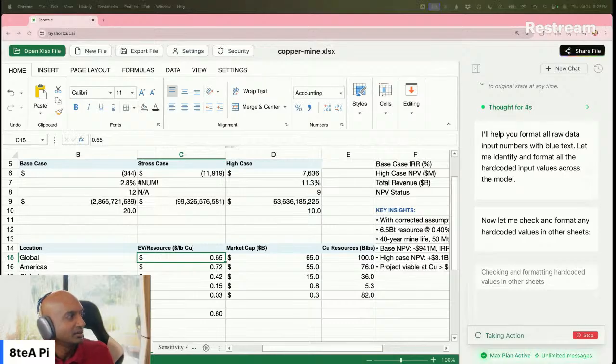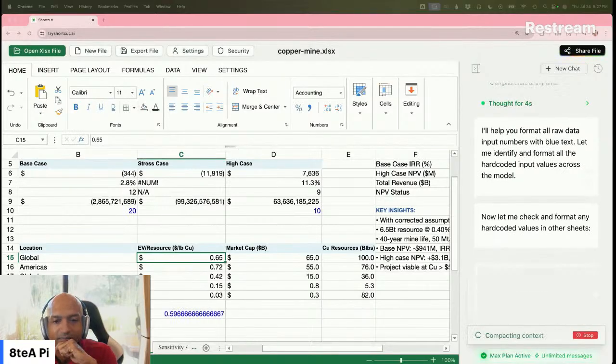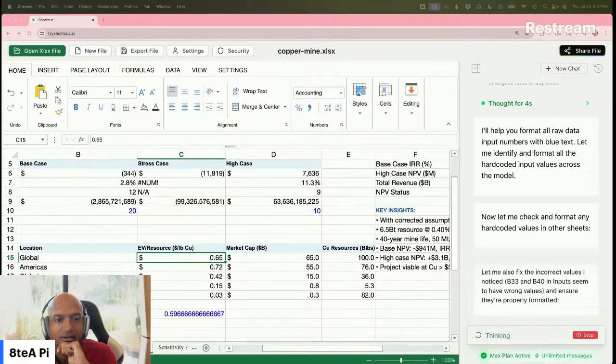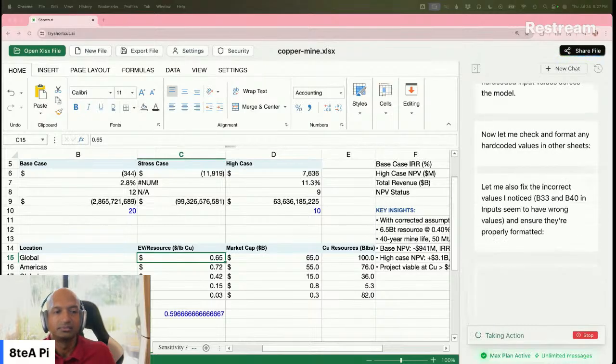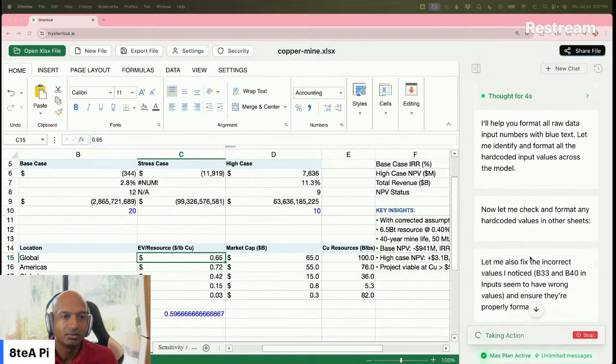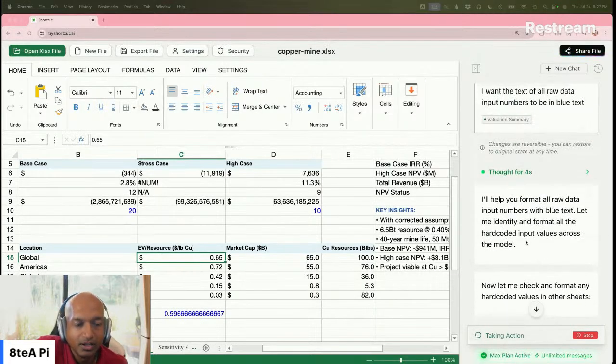Let's see. Let's see if it manages to do what it should be doing. It's checking the numbers. It's formatting the data.